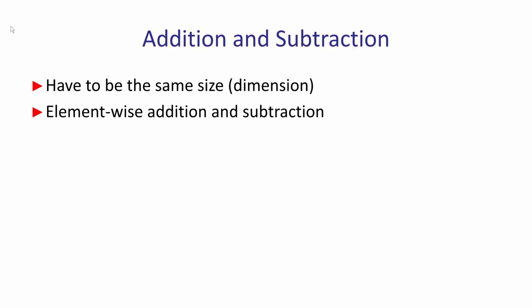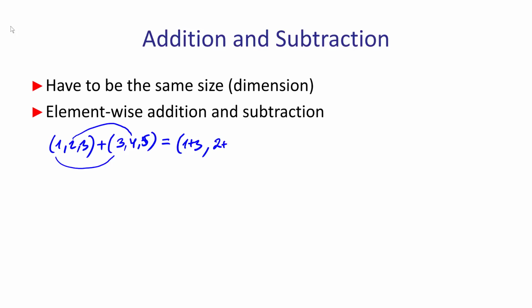Now I want to define a few simple operations on vectors and matrices, addition and subtraction. To add or subtract vectors or matrices, they have to be of the same size or dimension. When they are, the addition and subtraction is made element-wise, 1 by 1. For example, if you're taking vector 1, 2, 3 and adding vector 3, 4, 5, the result will be just 1 plus 3, 2 plus 4, and 3 plus 5.